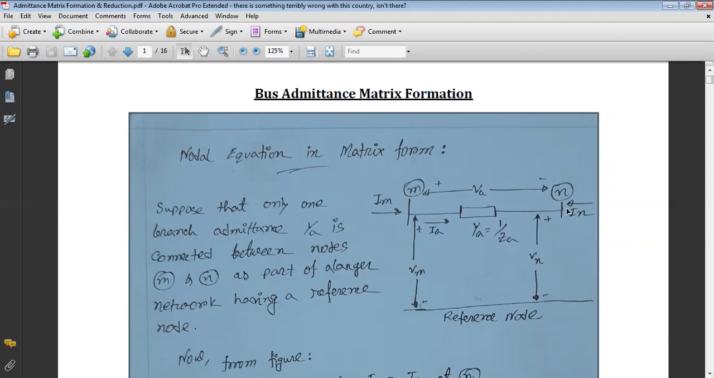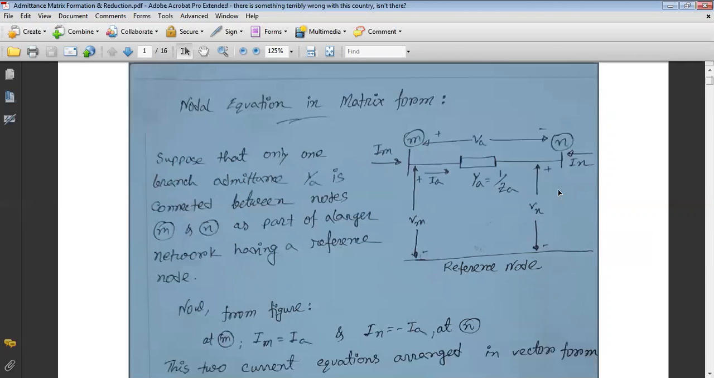From these two nodes, there is a connected line or transmission line whose impedance is ZA, and the admittance YA is equal to the inverse of ZA. Here there is a current IM entering the M node, and there is another current IN entering the N node. The voltage from the reference bus to the M node, or M bus, is VM, and the voltage from the N node, or N bus, to the reference is VN.